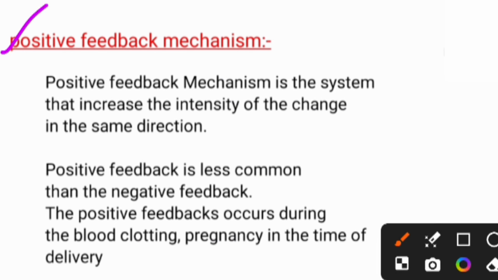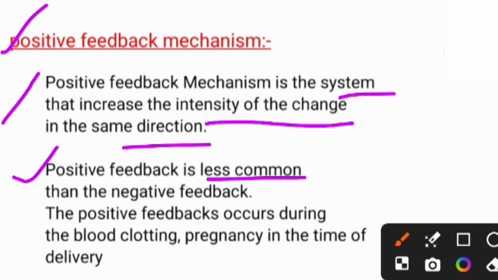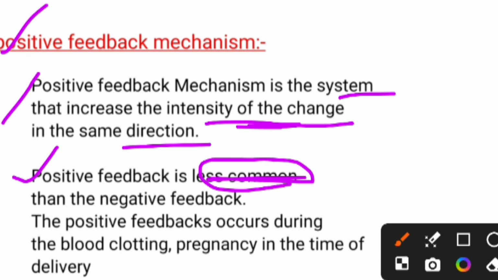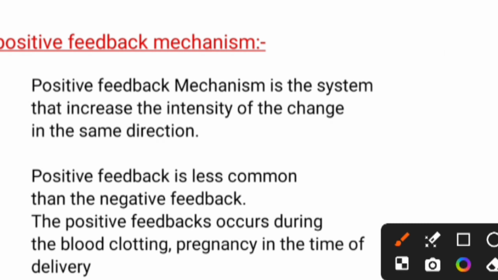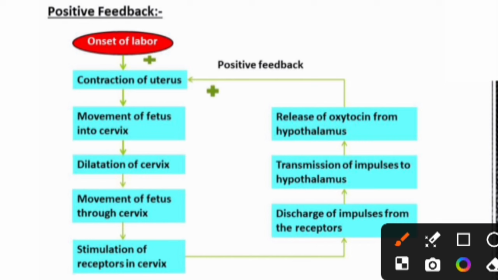Then the positive feedback mechanism. Positive feedback mechanism is a system that increases the intensity of the changes in the same direction. So positive feedback is a process where a function continues until the function is completely ended. Positive feedback mechanism is less common than negative feedback, and it occurs mainly during pregnancy and blood clotting, especially at the time of delivery. This is an example of the positive feedback mechanism.